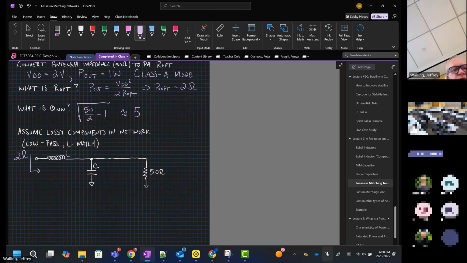Now, if we look at these components, we've drawn this as an ideal network, but in reality, this inductor looks something more like this. Now, we could add all the other elements of the 2-element model, but really we just want to model it as being an inductor with some loss.